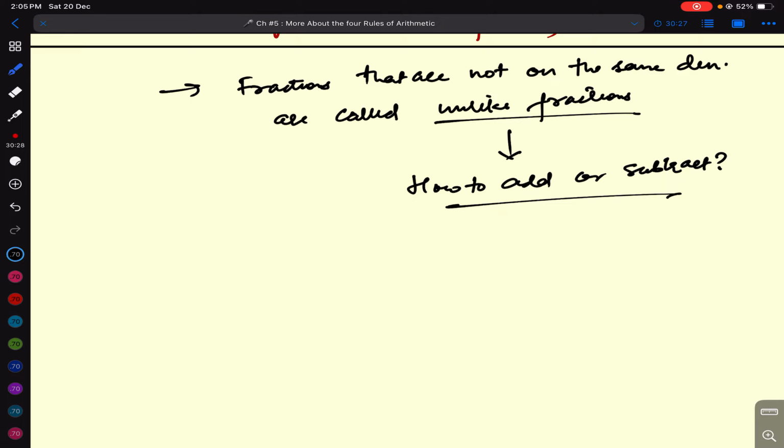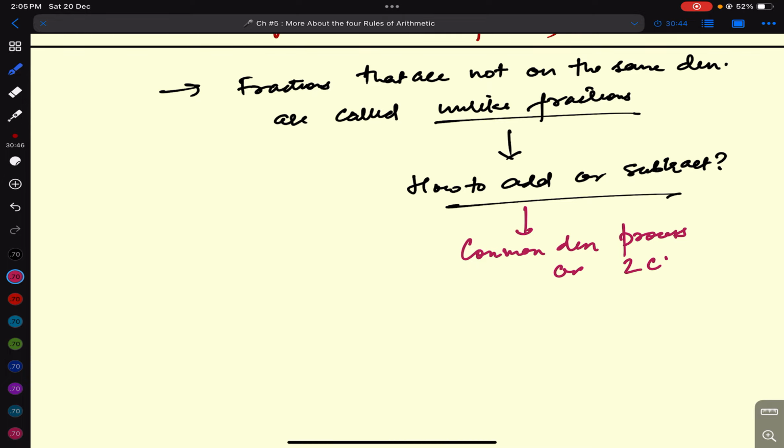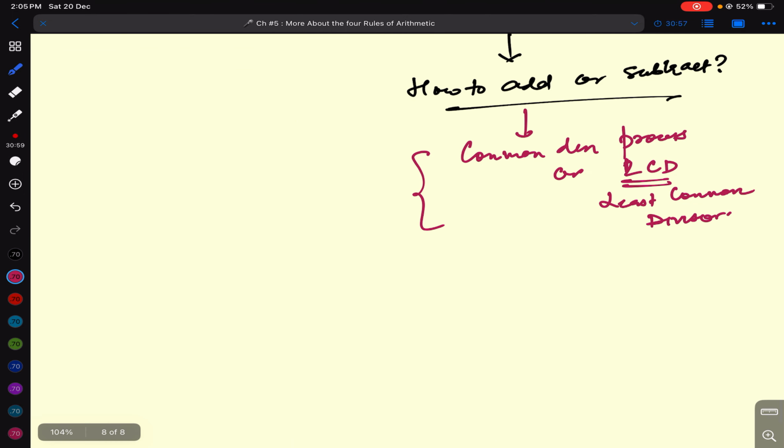Now the next thing is how to add or subtract unlike fractions. In order to add or subtract unlike fractions, that's when the common denominator process, or you can also say finding the least common divisor, comes into the picture. Okay, so to find the common denominator, what do we do?